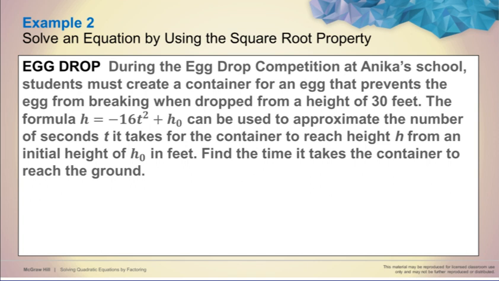Now there's a couple ways of doing this. You could graph this and then find the 0, or we know that the starting height, and that's where h subscript 0 is, is 30 feet.